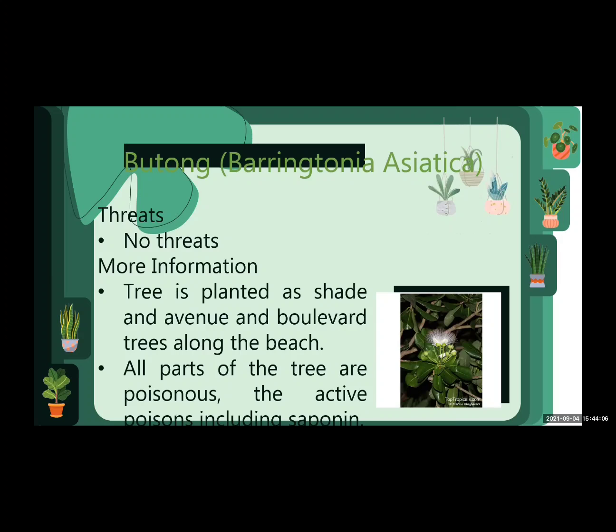So, dili siya threats or dili siya endangered area. Tree is planted for shade as avenue, boulevard trees along the beach. So, pwede ni siya ang kaniyang punuan di ay kanang dami nagtambayan na sa dagat, pwede ni siya matanom dito dapit niya siya sa dagat nakita. So, next slide.